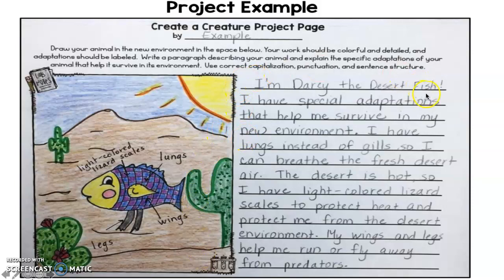Here's a little example of a made-up desert fish. It says, I'm Darcy the desert fish. I have special adaptations that help me survive in my new environment. I have lungs instead of gills so I can breathe in the fresh desert air. The desert is hot, so I have light-colored lizard scales to protect me from heat and protect me from the desert environment. My wings and legs help me run or fly away from predators, and I made sure to label each part of my new animal.